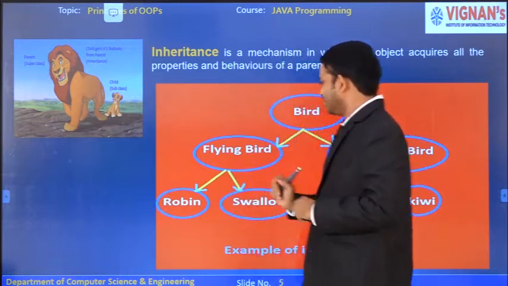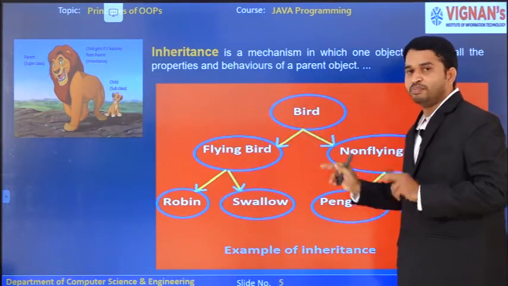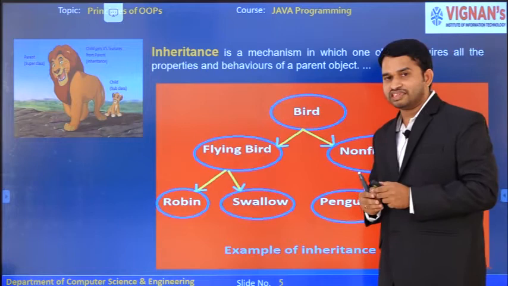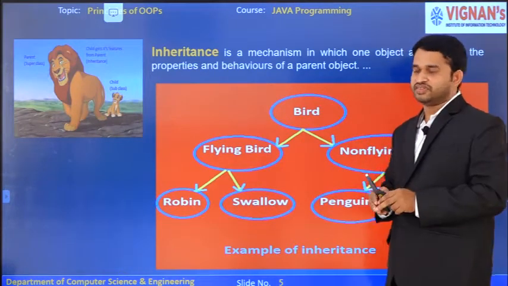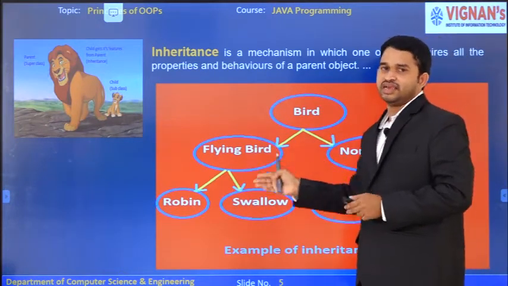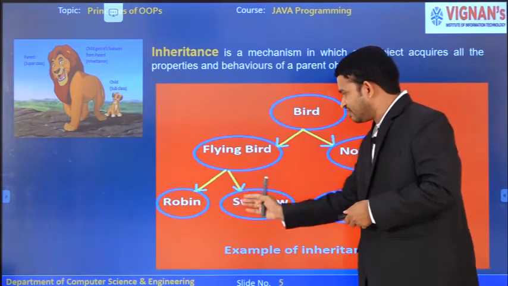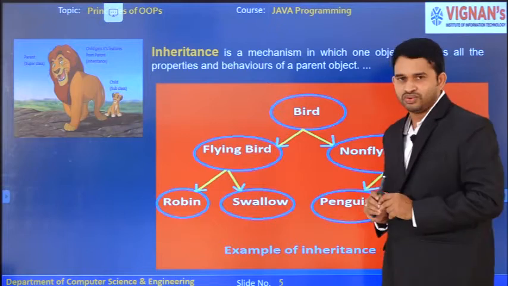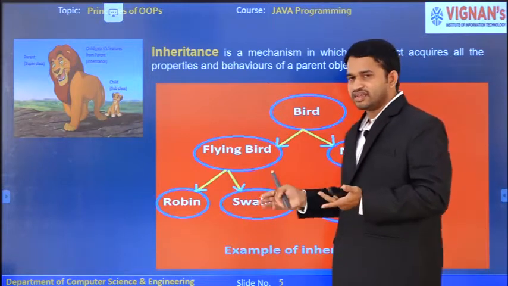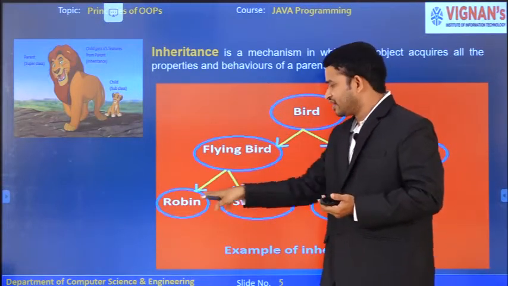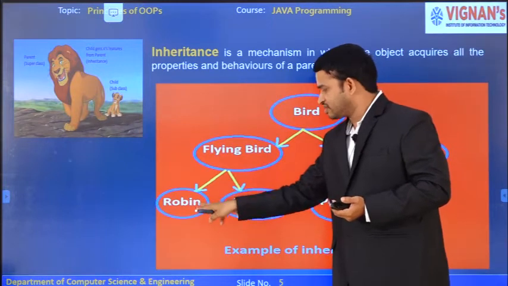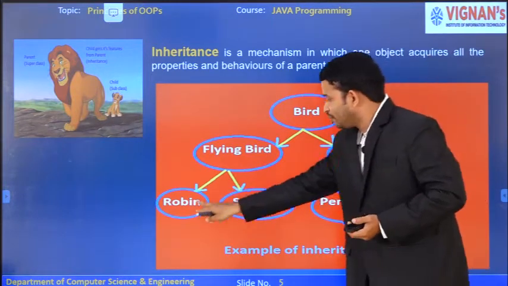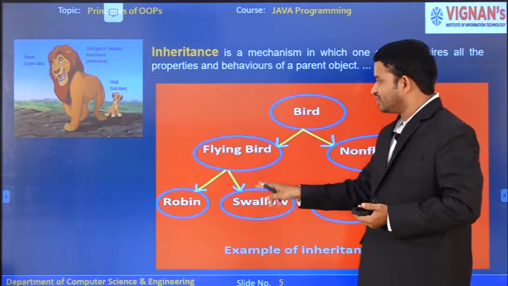One more example here. Take an example of a bird. In general, birds are classified into flying birds and non-flying birds. Under flying birds, there are a number of birds, but for the sake of example I have taken only two birds, one is robin and one more is swallow. Here robin and swallow come under what?